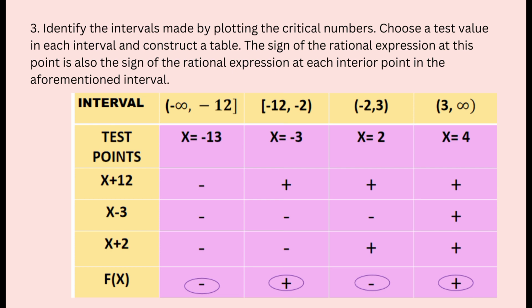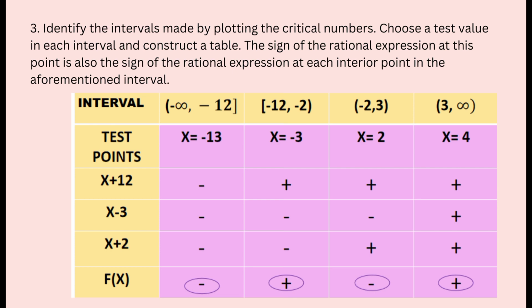Next, we're going to substitute the test point positive 2. So 2 plus 12 is equal to 14. So it's positive. And 2 minus 3 is equal to negative 1. So the sign is negative. 2 plus 2 is equal to 4. So the sign is positive.